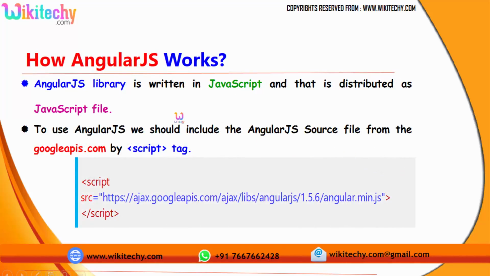To initiate AngularJS coding, this is how we have to proceed. It is a library written in JavaScript and it is distributed as a JavaScript file. If you want to write your AngularJS code in your existing HTML, you need to create a script tag, and the source is equal to this particular URL from googleapis.com, and close the script tag.